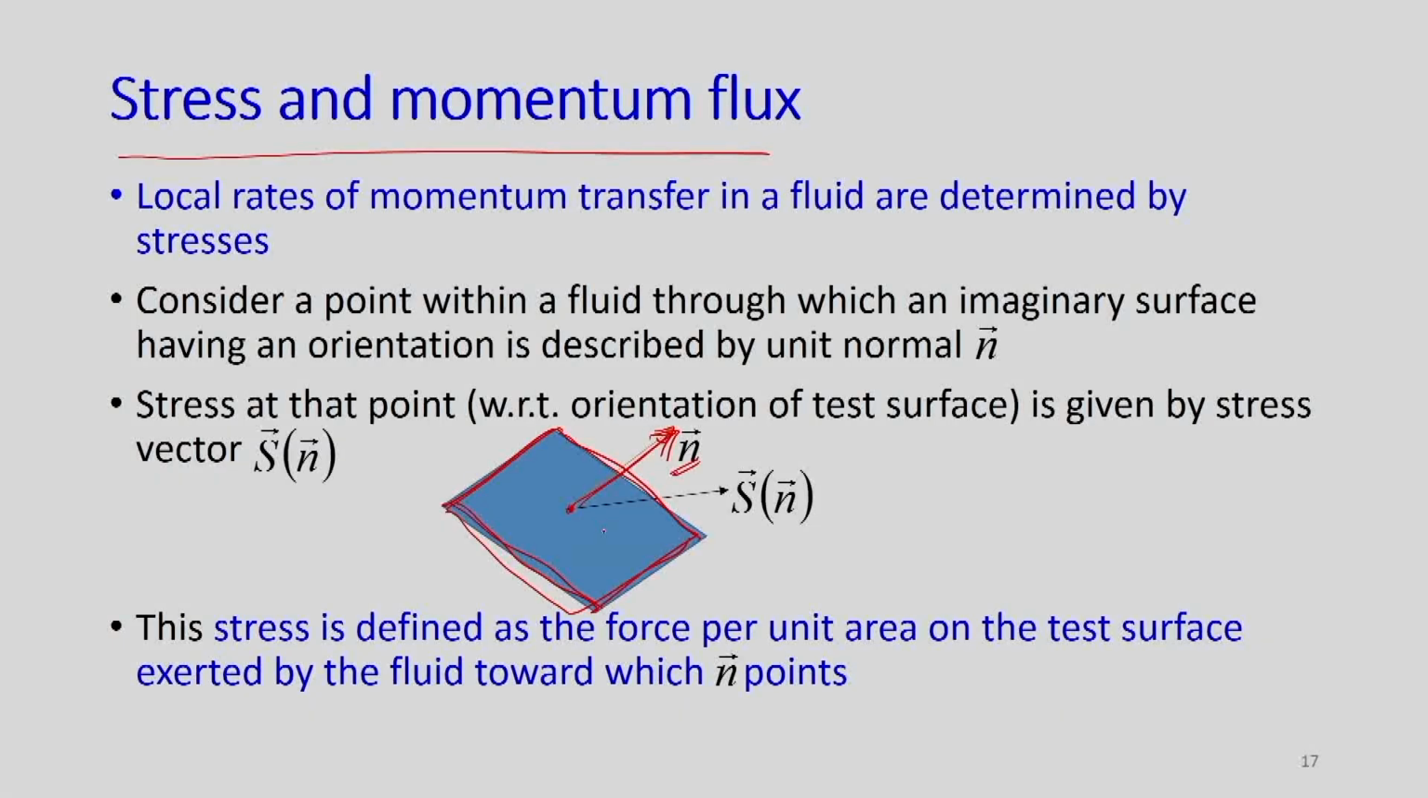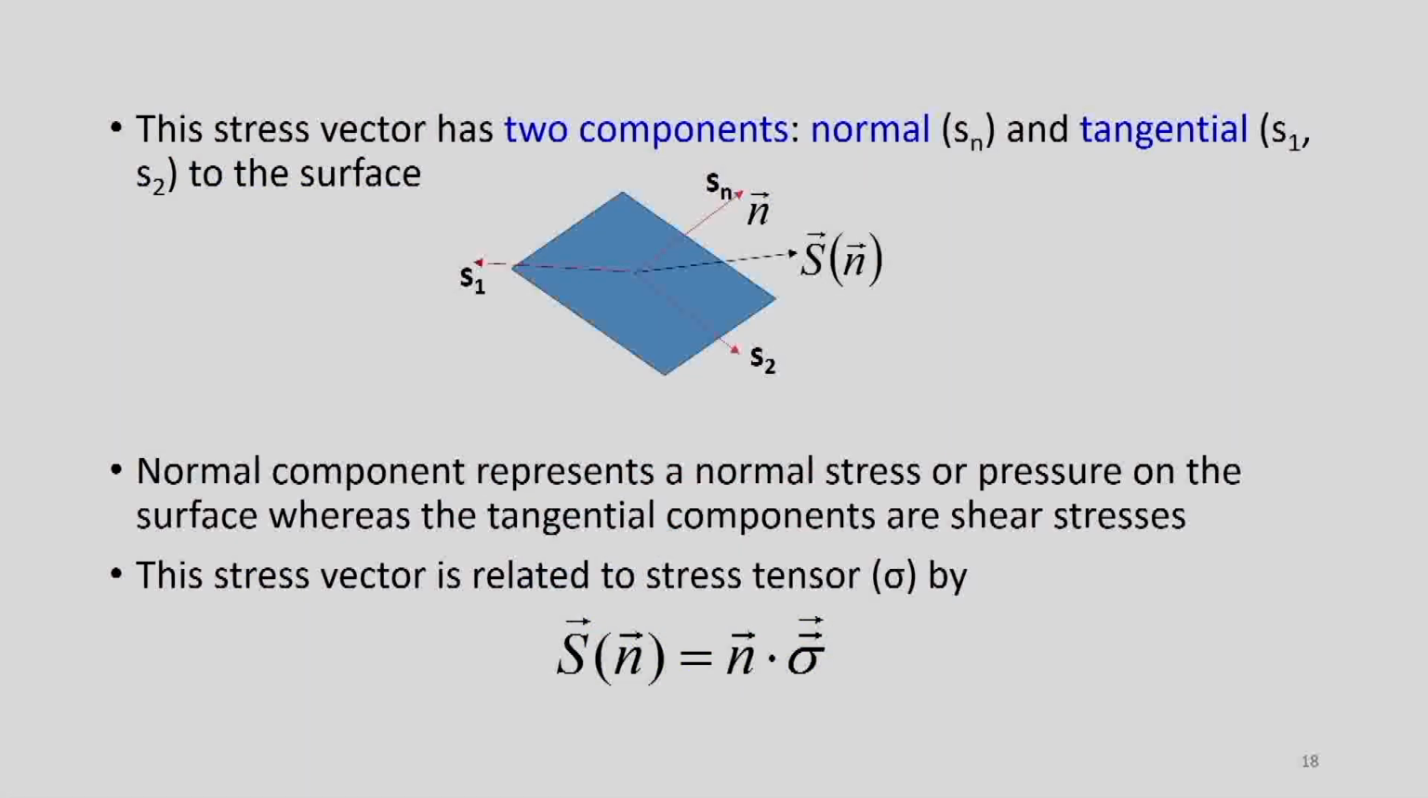At this point, whatever the stress vector is, that can be denoted by Sn, let us say. The stress is defined as the force per unit area on the test surface exerted by the fluid toward which n points, toward which this unit normal is pointing out. This stress vector will have two components, normal component and tangential component. One normal component, but two tangential components are shown here.